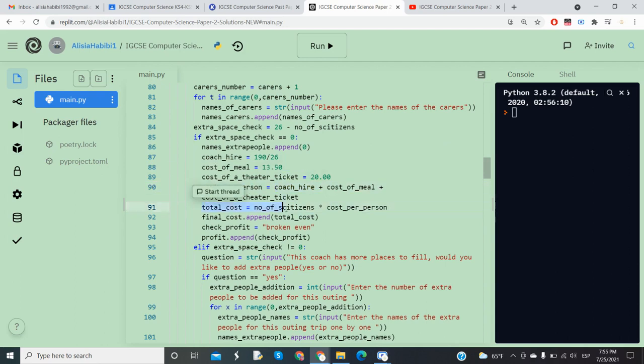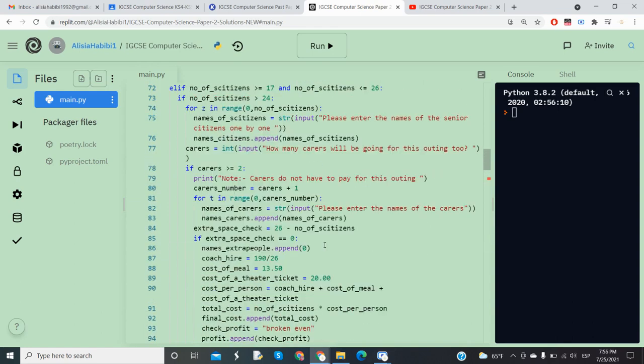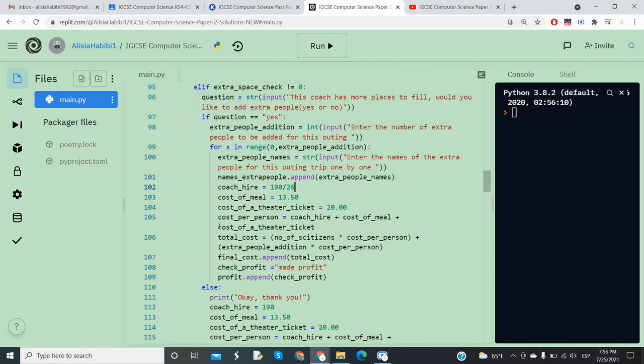And then the total cost, of course, is the number of citizens times the total cost. So everything is pretty much repeated the same, including if the extra space is not equal to 0. So the number of extra people, again, gets divided by the maximum number of people, which is 26. So don't forget to do that. And then it pretty much repeats itself.